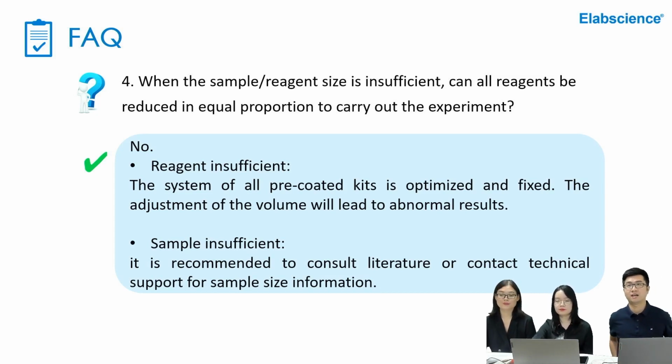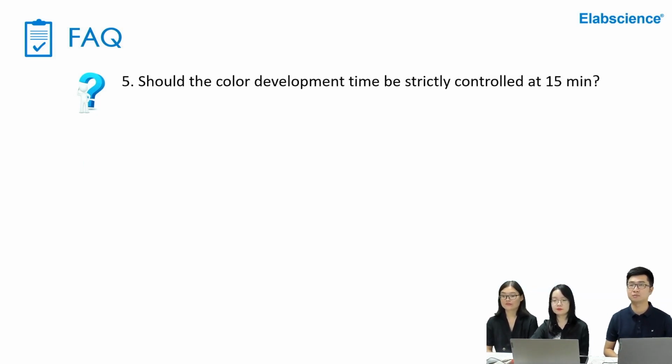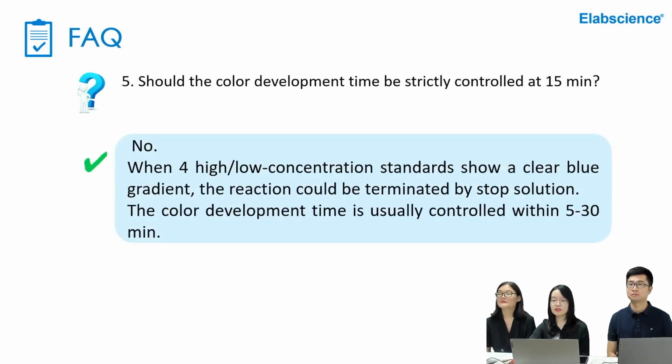All right, then let's see the next question, question number 5 from our customer. Should the color development time be strictly controlled at 15 minutes? The color development time was determined according to the blue gradient of the standard. When the low or high concentration standards show a clear blue gradient, the reaction could be terminated by the stop solution. And the color development time is usually controlled within 5 to 30 minutes.